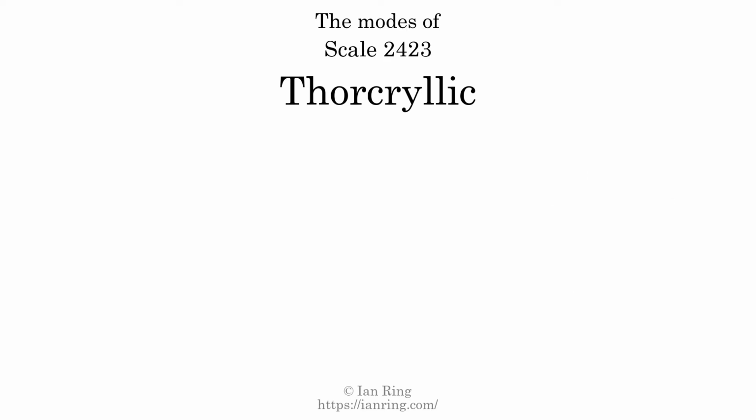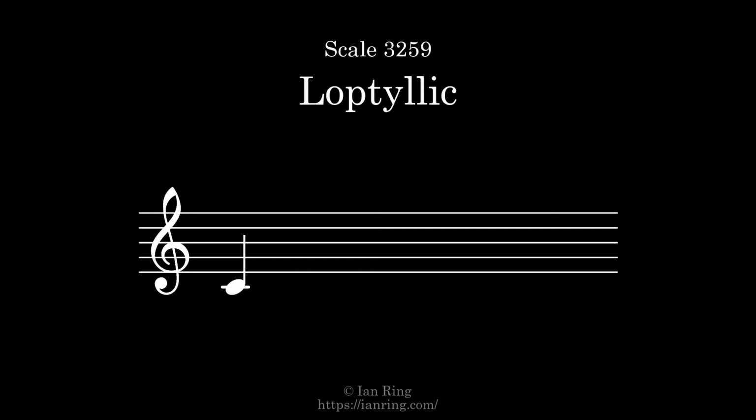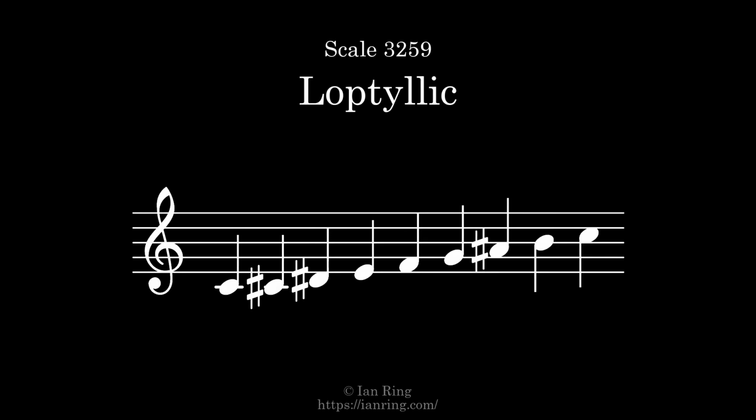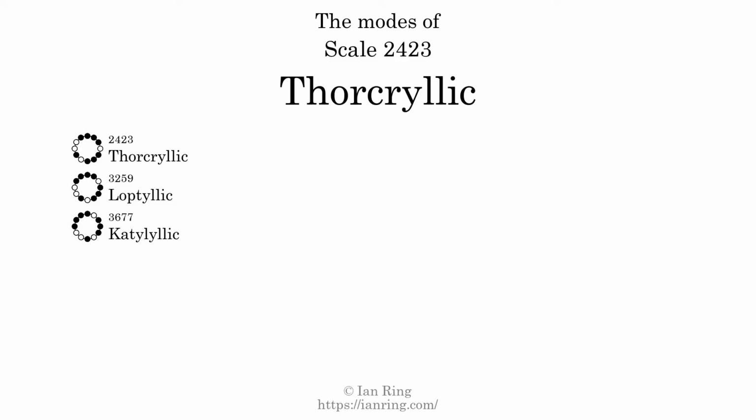This scale has 8 modes. The first mode is itself. The second mode is scale 3259, also known as Loptilic. It sounds like this. The third mode is scale 3677, also known as Catalylic. It sounds like this.